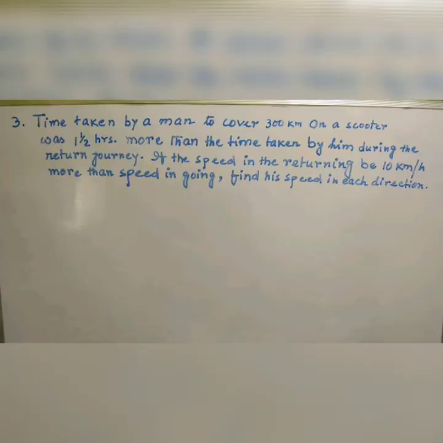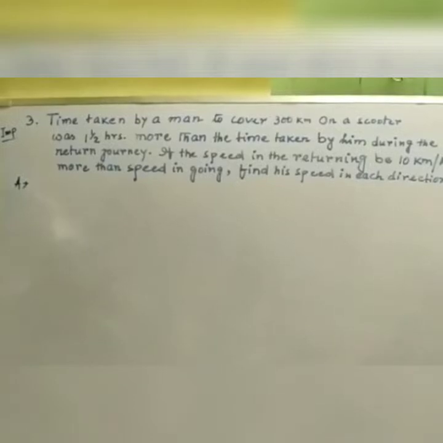Question number 3. Time taken by a man to cover 300 km on a scooter was 1.5 hours more than the time taken by him during the return journey. If the speed in the returning be 10 km per hour more than the speed in going, find his speed in each direction. This is one of the important questions. It came earlier many times in the exam.